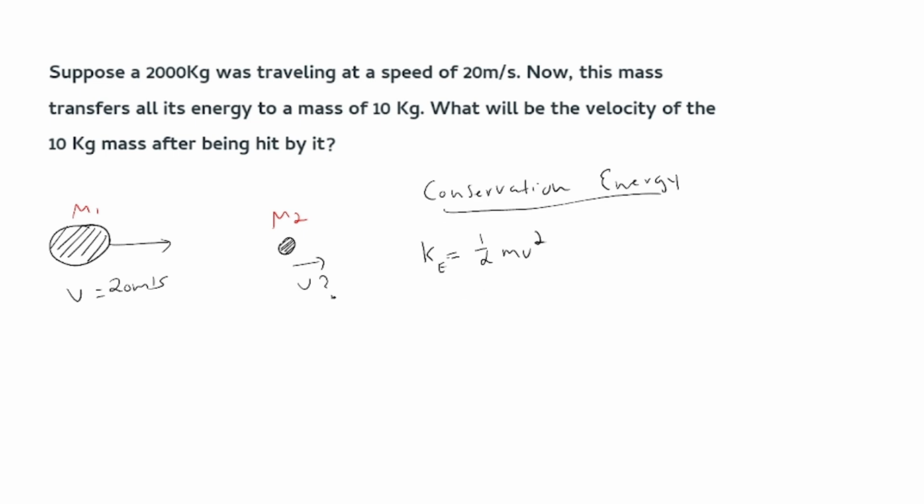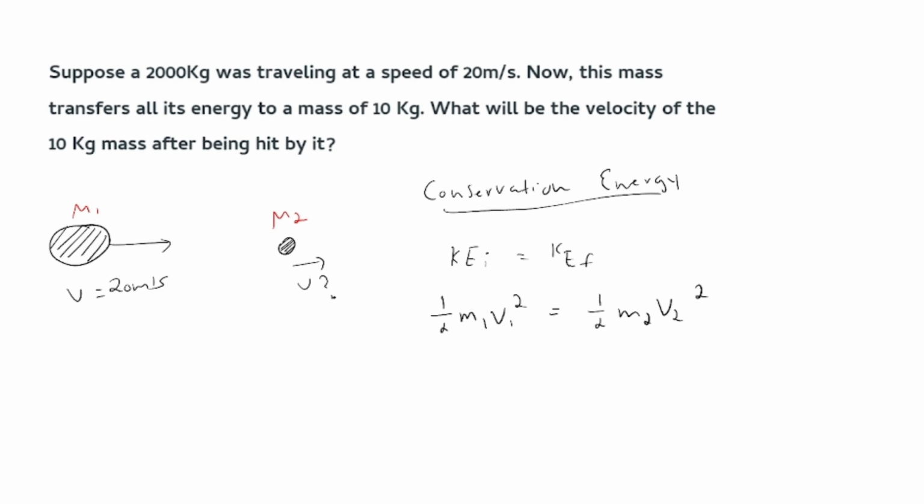According to conservation of energy, the KE initial should be equal to the kinetic energy final. When I say KE, it just means kinetic energy. So my kinetic energy initial should equal my kinetic energy final. Let's write this out. Half m1, because mass 1, v1 squared is equal to half mass 2, v2 squared.